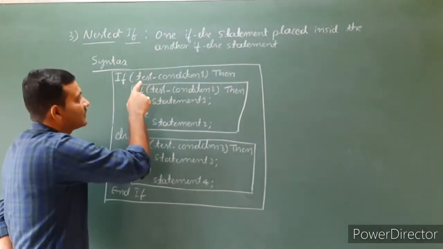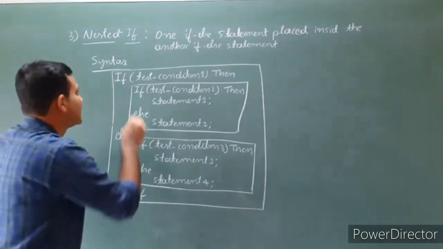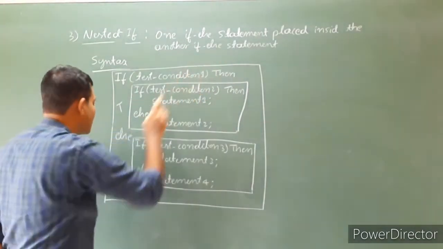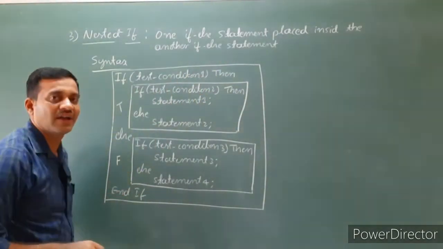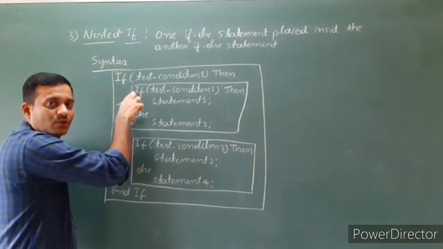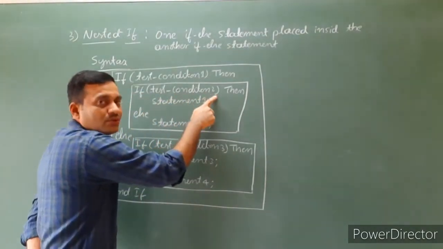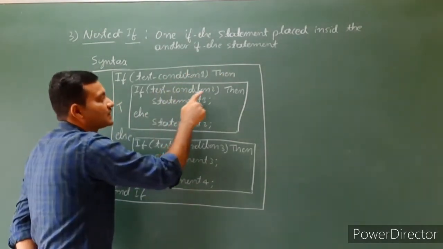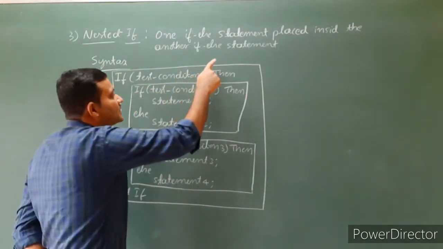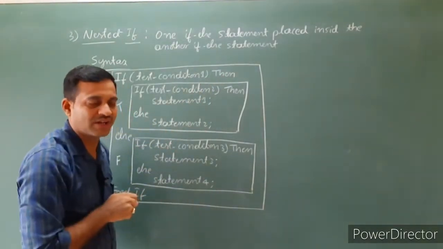I repeat, first verify test condition 1. Again we have two alternatives, true or false. If it is true, then this set of blocks is executed. If test condition 1 is false, then the alternative set of blocks is executed. If the condition is true, it enters the true part. In the true part, again we have one more test condition, that is test condition 2. If test condition 1 is true and test condition 2 is true, then statement 1 is executed. If test condition 1 is true and test condition 2 is false, then statement 2 is executed.